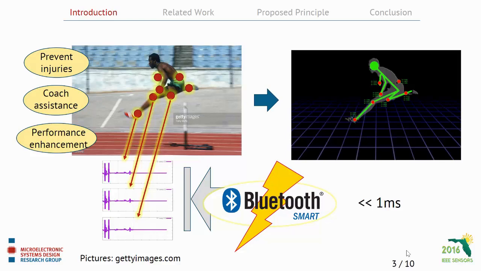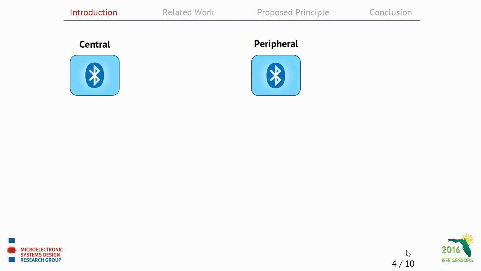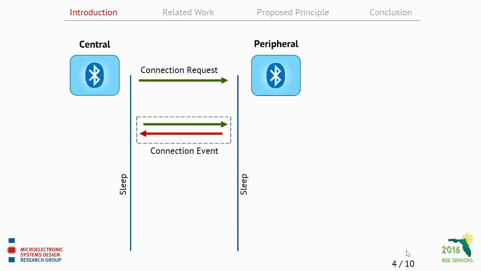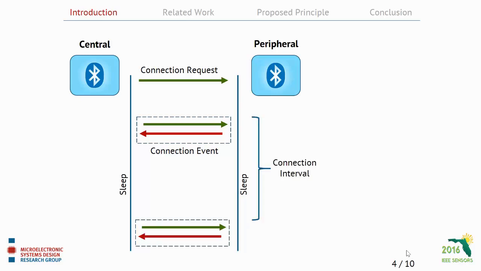In order to understand this problem, we have to look into more detail at a Bluetooth Low Energy connection. Here we have two devices that want to communicate with each other. In order to establish a connection, the central device sends a connection request to the peripheral device. After that, the connection is established and both devices exchange data. This is called a connection event, and it takes about 3 milliseconds. After this connection event, both devices go to low power sleep mode to preserve energy. They both independently wake up after a certain time period called the connection interval, and then a new connection event takes place.